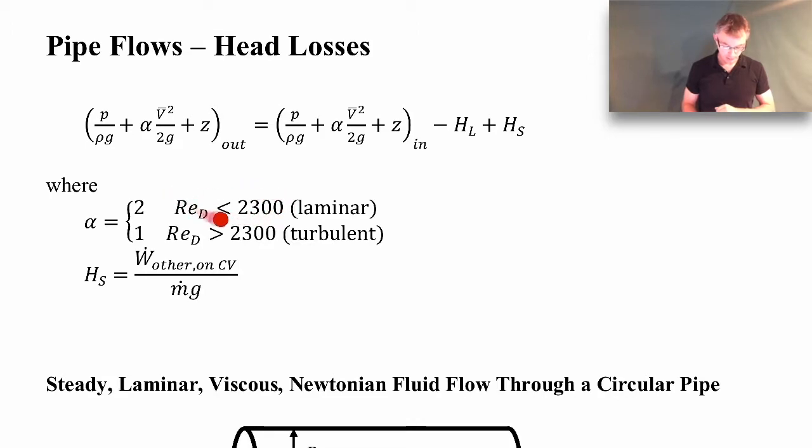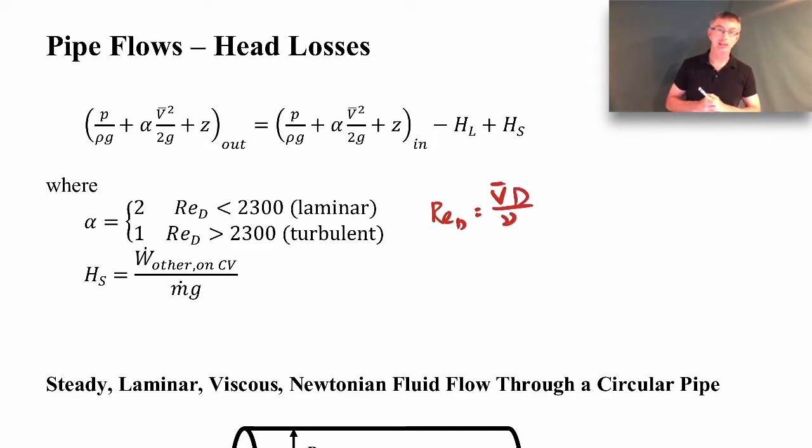The transition between laminar and turbulent flow in a circular pipe flow occurs at a Reynolds number of about 2300. So if the Reynolds number based on the pipe diameter, let me actually write that down. The Reynolds number based on the diameter would be the average velocity in the pipe times the pipe diameter divided by the kinematic viscosity of the fluid. And so if that Reynolds number is less than 2300, then it's laminar. If it's greater than 2300, then it'll be turbulent. In reality, there's a transition region, but we'll just treat it as being turbulent. And in that case, the value for the kinetic energy correction factor that we'll use is equal to 1.